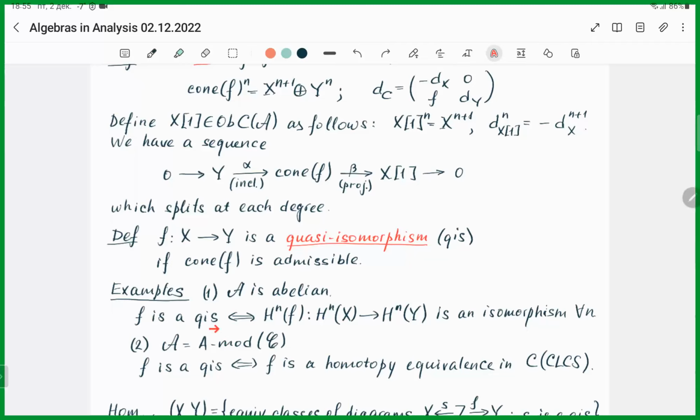And if we take now the category of topological A modules, then the situation is different. It turns out that a morphism F of co-chain complexes of topological modules is a quasi-isomorphism if and only if it is a homotopy equivalence over the category of complete locally convex spaces.